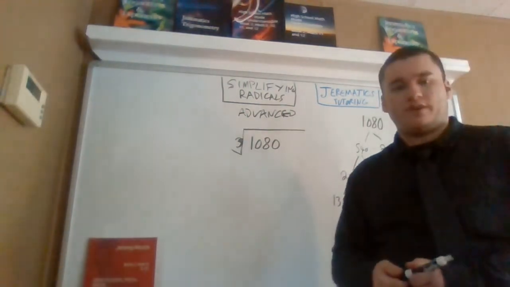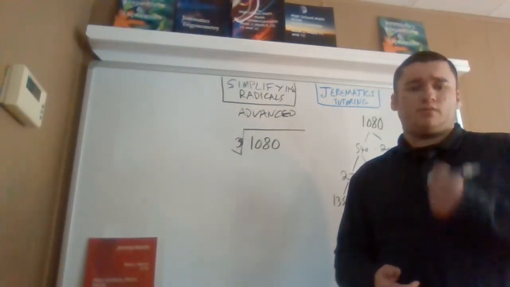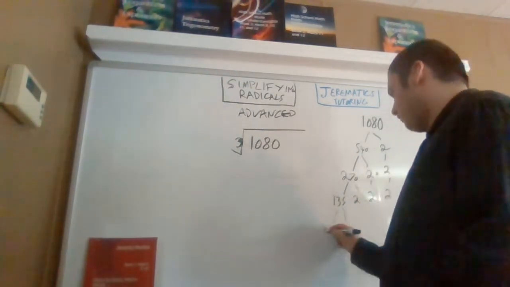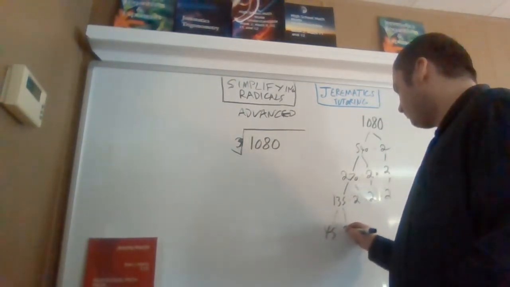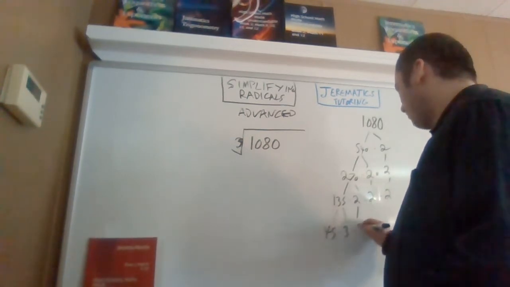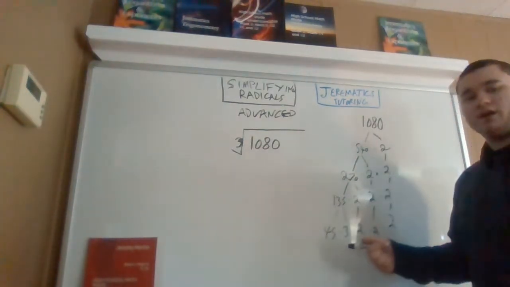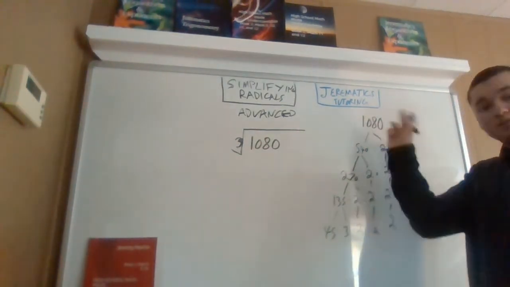135. What if we divide that by 3? If we divide that by 3, what do we get? We get 45. So we can write this as 45 times 3 times 2 times 2. And we can even verify our factors from time to time to make sure it still multiplies up to what's on the top.